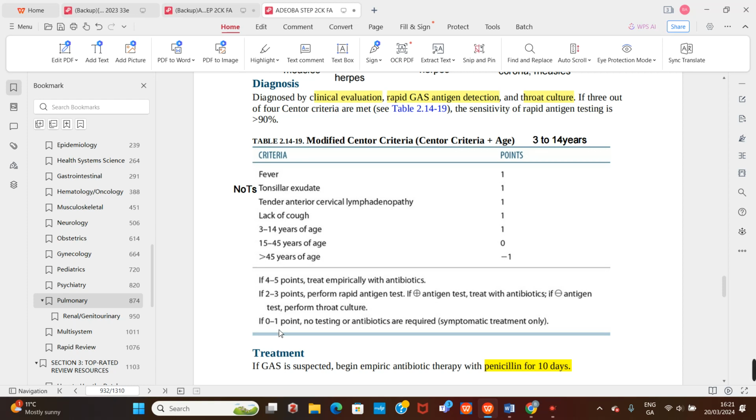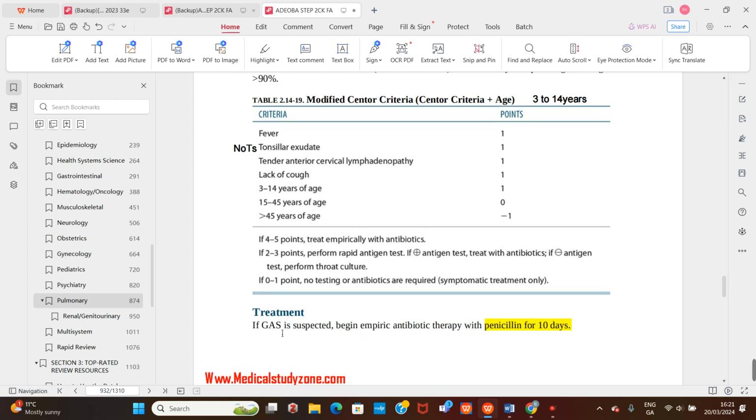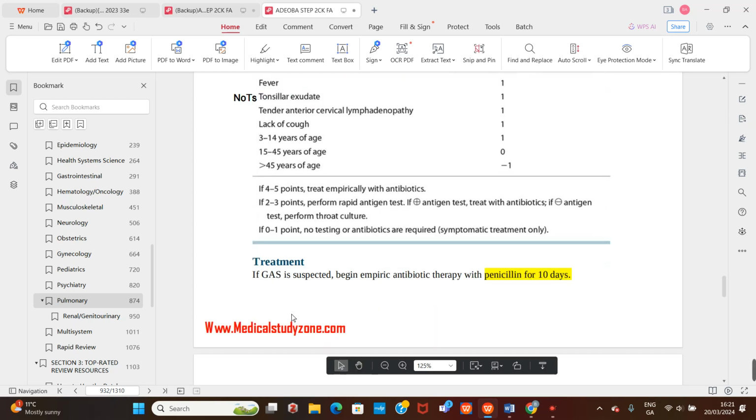You can give the person a saline wash just to reduce inflammation. You can give antipyretics. You can hydrate and all those things. So how do you treat someone that has GAS?